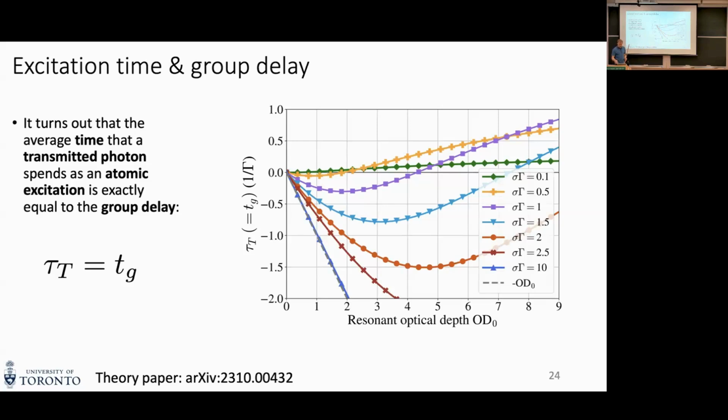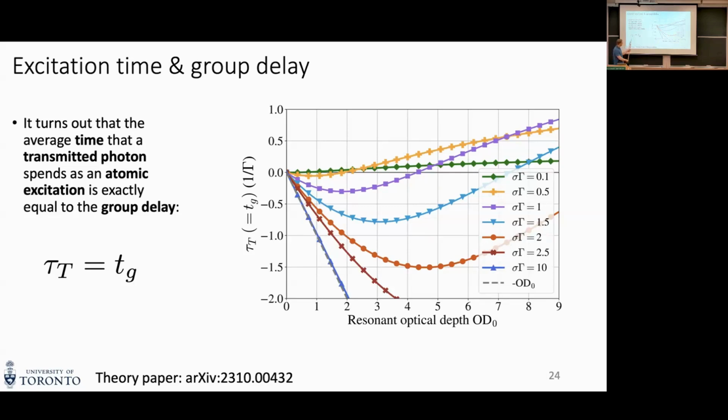Okay, so the time that a transmitted photon spends as an atomic excitation, based on this kind of weakly probing the atoms technique, is exactly equal to the group delay of the pulse, even when it's negative, effectively.